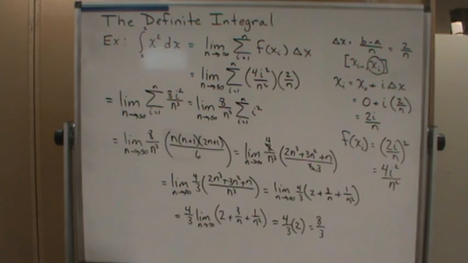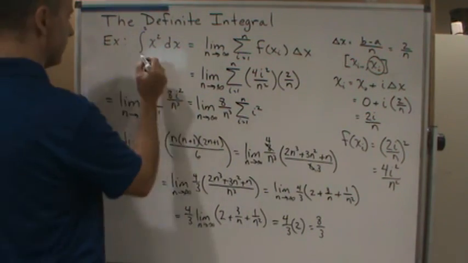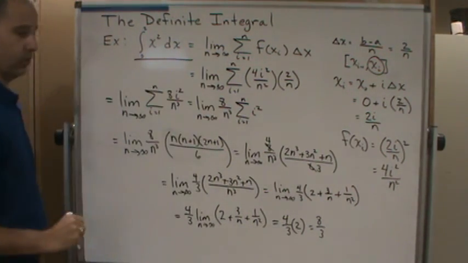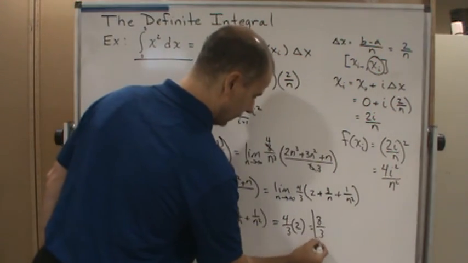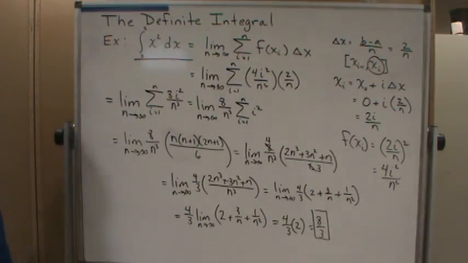And so the definite integral is evaluated and gives us the answer. So the answer to this definite integral is 8/3. And that's it.